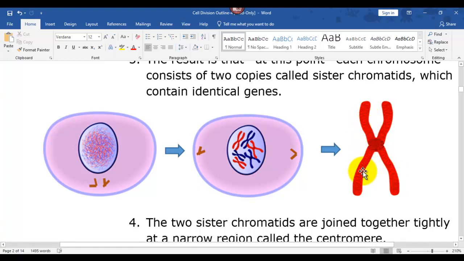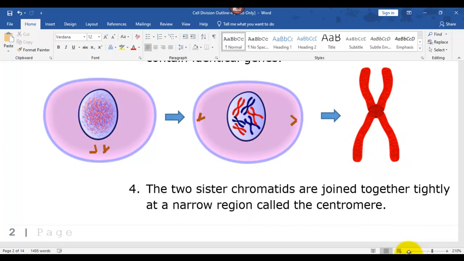So each chromatid during this process will eventually uncoil like that and become chromosomes again when the cell's done dividing. But just remember, if you're going to make two cells, of course you have to duplicate everything, including the nucleus, including all of the chromosomes. So let me back this up.